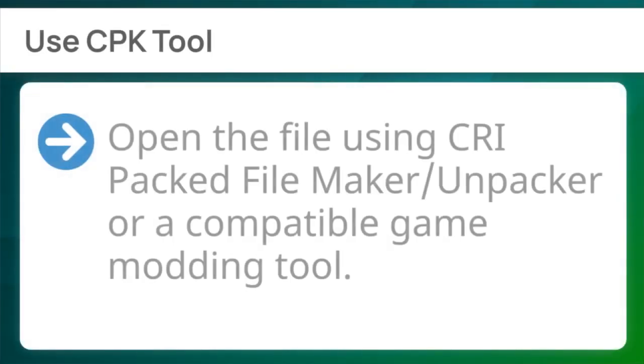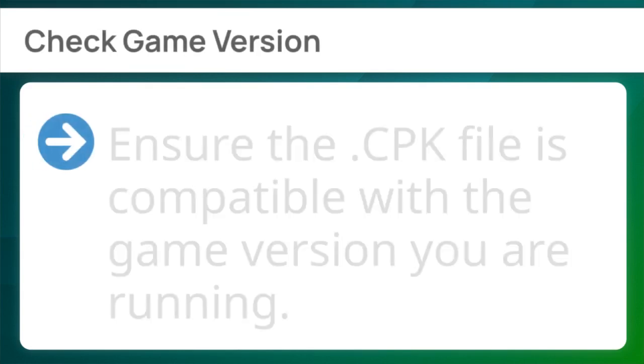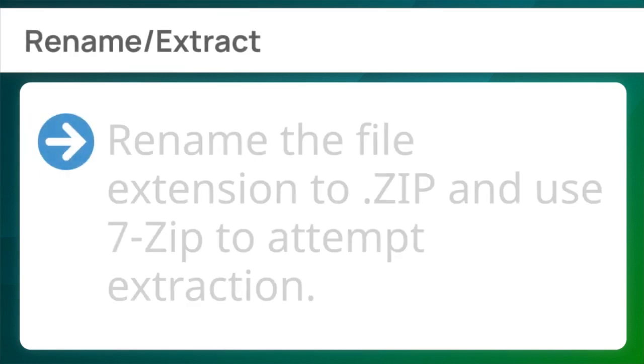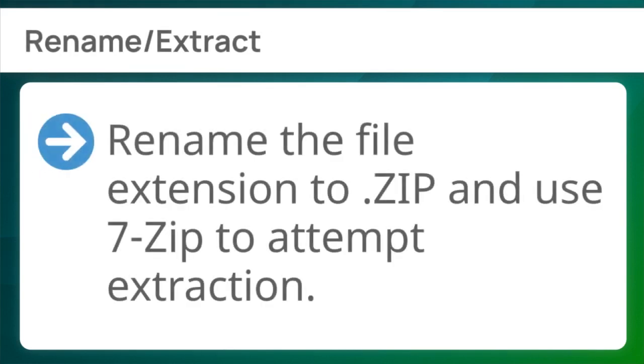First, use CPK Tool. Open the file using CRI Packed FileMaker, Unpacker, or a compatible game modding tool. Next, check game version. Ensure the CPK file is compatible with the game version you are running. Finally, rename extract. Rename the file extension to zip and use 7-zip to attempt extraction.